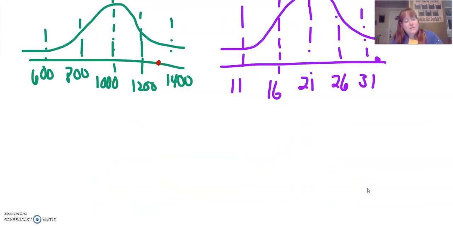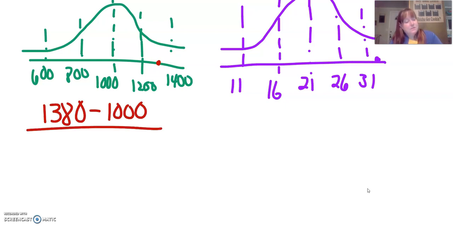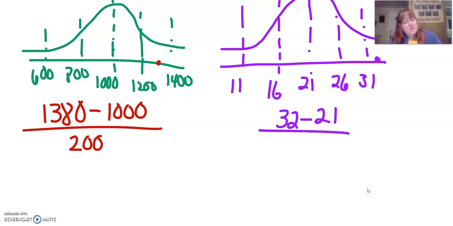So remember, our z-score is going to be the value, which is 1380, minus the mean, which is 1,000, over the standard deviation, which is 200. Now this one's the same thing, the value minus the mean over the standard deviation. So we're going to plug those into a calculator and be right back.